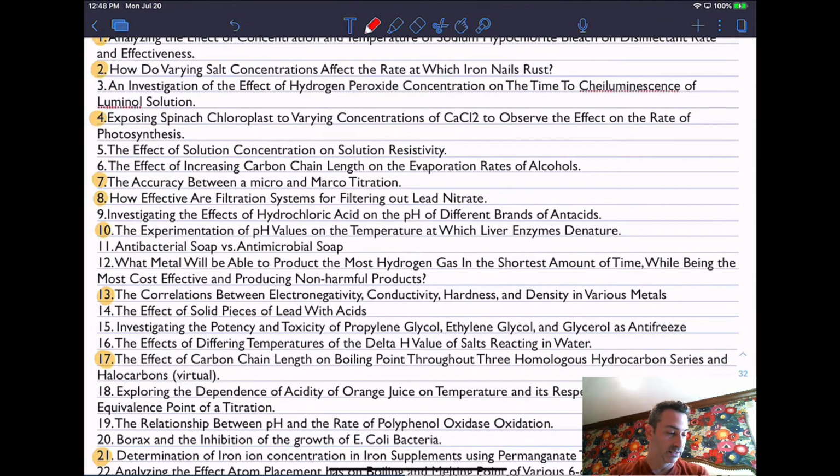Number 4: exposing spinach chloroplasts to varying concentrations of calcium chloride to observe the effect on the rate of photosynthesis. This was a bio student as well. They were taking biology, so it was easy for them to get the chloroplasts and the calcium chloride. Then they measured the rate of photosynthesis using a spectrophotometer. That was a pretty straightforward lab, and they were able to get a lot of data. So that was pretty good.